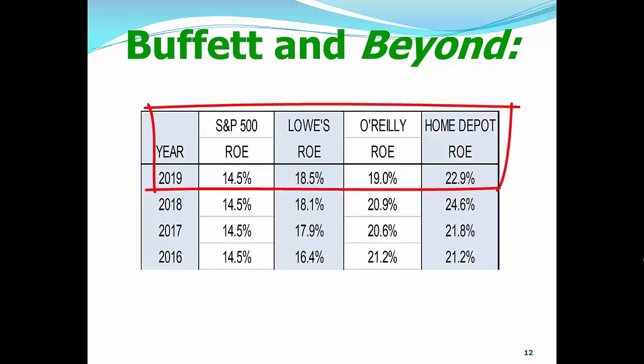And when we look at those ROEs of Lowe's, O'Reilly, and Home Depot, again, Lowe's had an ROE of 18.5%, O'Reilly 19%, Home Depot 22.9%. So if we were just looking at those clean surplus ROEs, we would say Home Depot would outperform O'Reilly and Lowe's. However, we know Lowe's and Home Depot are paying some of the money they're earning back to the investors in the form of dividends, where O'Reilly is putting all of its money back into the company to grow. So O'Reilly should be up there vying for the number one spot with Home Depot.